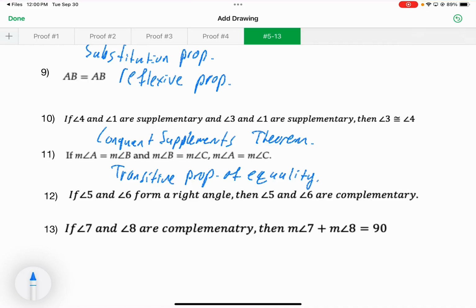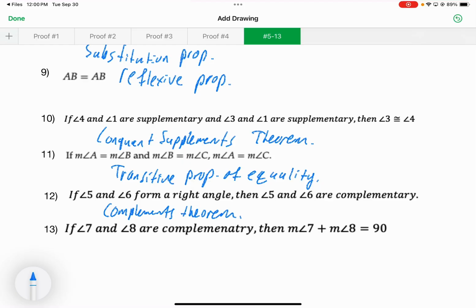All right, if 5 and 6 form a right angle, then 5 and 6 are complementary. This one's kind of a tricky one, too. Is this the definition of complementary? Not definition of complementary. It's complements theorem. We talked about them a couple times in class. There are 3 theorems that relate to complements, and 3 theorems that relate to supplements.